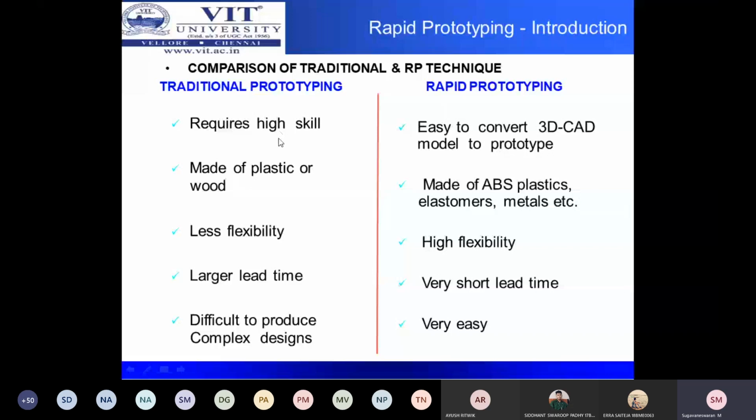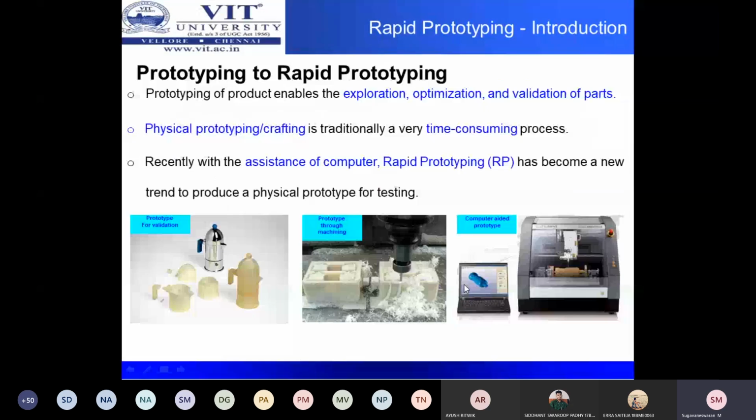Now, most of the companies don't have a craftsman. Instead of that, they will have a prototyping, rapid prototyping department where they will rapidly develop a product. The reason for rapid is the use of machines, the use of computers. So that is the reason it got the name rapid prototyping.